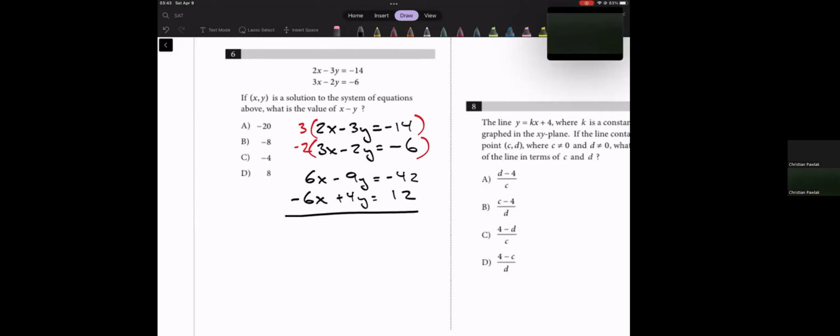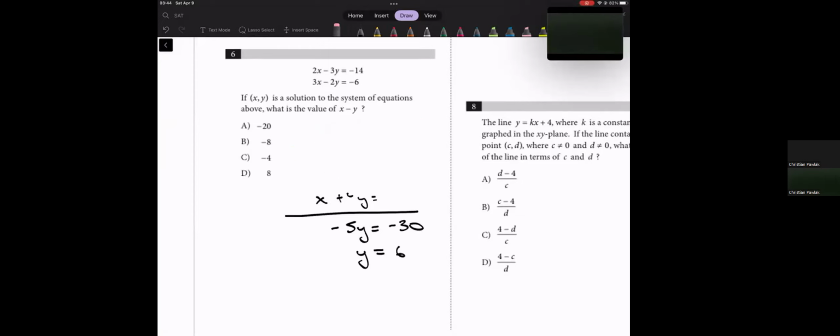So what's going to happen is these are going to cancel. I'm left with -5y equals -30. So y is equal to 6. But then I have to go back and figure out what x is, and then go back and figure out what x minus y is, which is totally doable. However, let me show you guys a faster way.